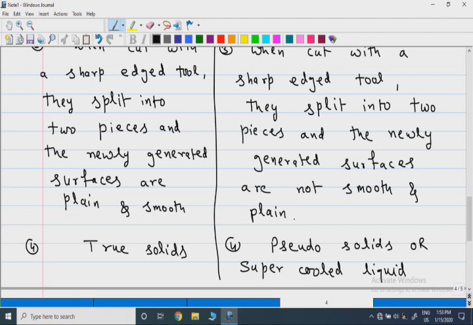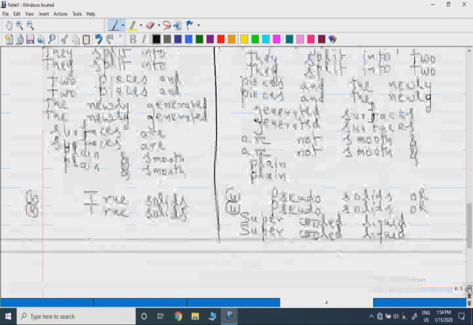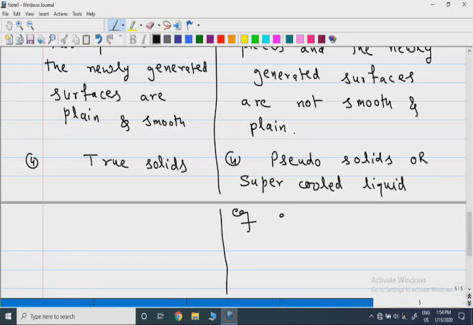I can give you one more example. If we observe the glasses in the window panes of ancient buildings, buildings which are about 400 years old, the glass is actually thick at the bottom and slightly thin at the top. Why? Because glass is not a solid, it is a liquid. It is a highly viscous liquid, so its movement is so slow that we can't observe it in a few years. We need a very huge time interval to observe that. So we can say it is a pseudo-solid.